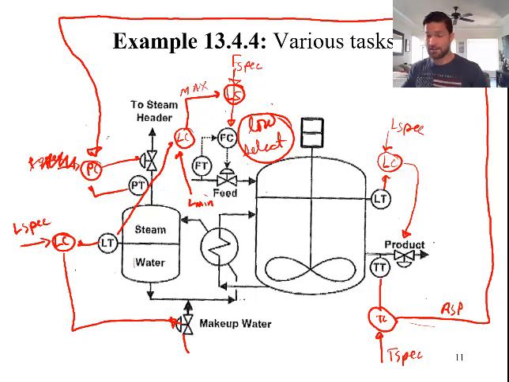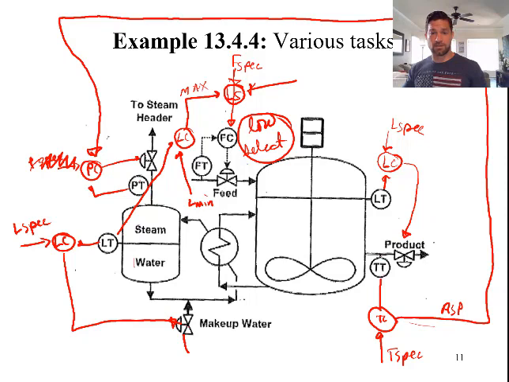So I have something else that's going to cut back on this feed. I'm going to use the same select controller, right? That's going to select the minimum signal between the specified flow, the flow that's going to control the level in the steam drum, and now the product stream. So let's make sure that this can operate based on the same system, or else I'm going to have to add another controller. Okay, so a high reactor temperature overrides the set point.